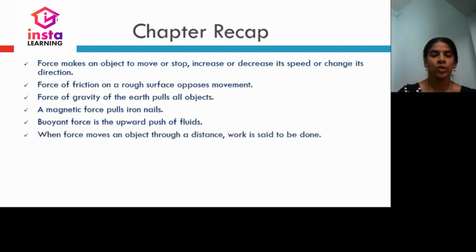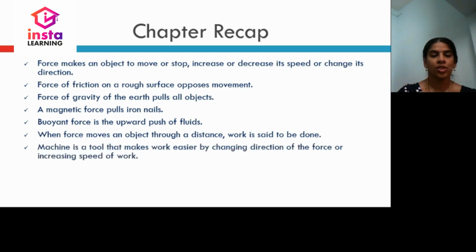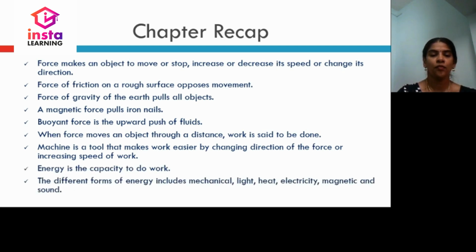When force moves an object through a distance, work is said to be done. A machine is a tool that makes work easier by changing the direction of the force or by increasing the speed of work. Energy is a capacity to do work. The different forms of energy include mechanical, light, heat, electricity, magnetic, and sound.